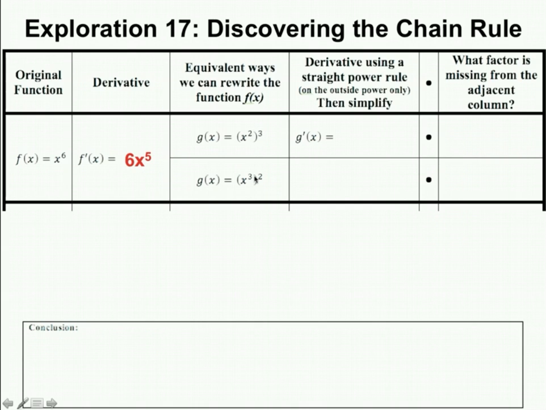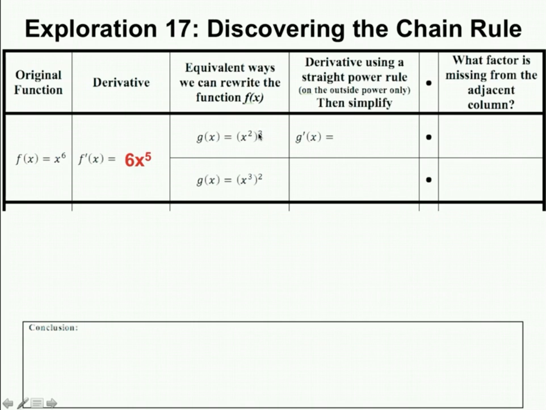So both of these are composite expressions. We have an inside function, x squared, and an outside function, which is something cubed. And likewise here, we have an inside function, something cubed, and an outside function which is squaring that. So just like the introduction with composites, putting one function into another. So we're going to start by taking the derivative using a straight power rule on the outside power only.